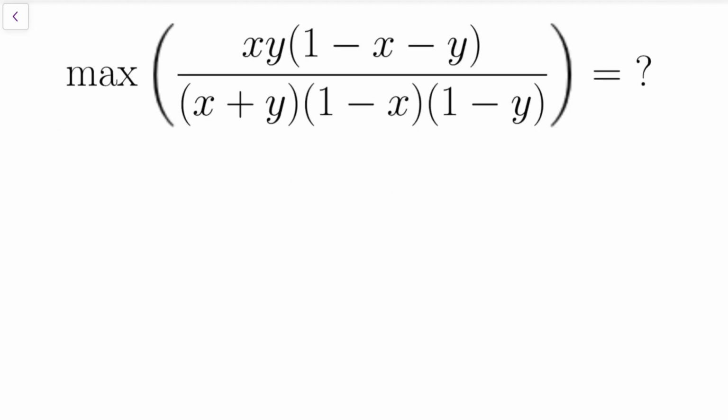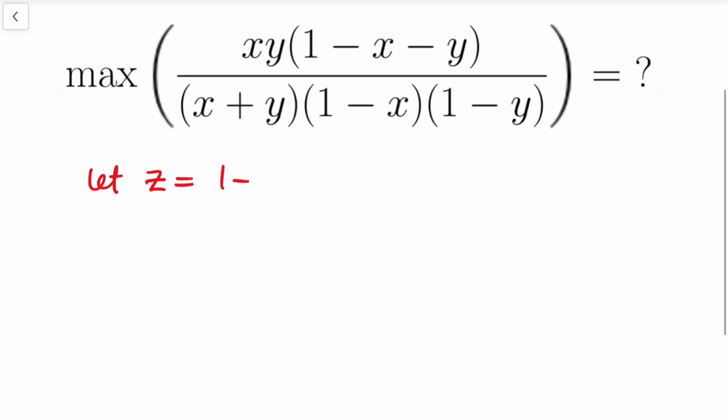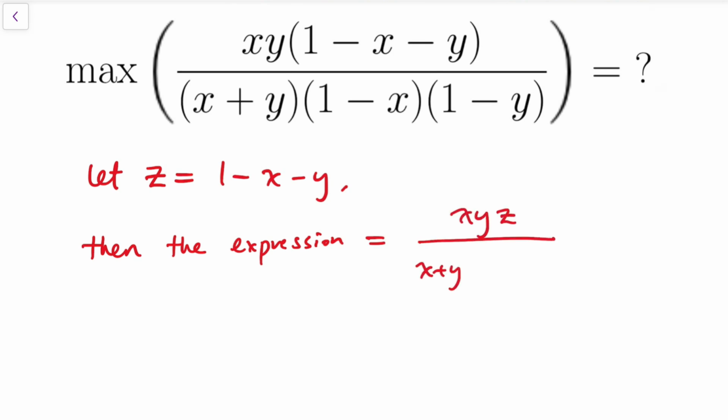There is a very simple trick that can help us solve this problem very quickly. In fact, we can just let z equals 1 minus x minus y, then the expression becomes xy times z, all divided by x plus y, all divided by 1 minus x, and I can call that z plus y, and for 1 minus y, I can call that z plus x. So the expression becomes much neater.